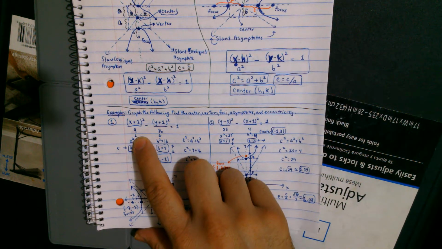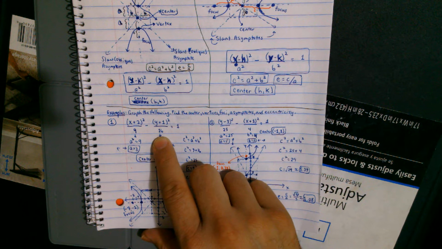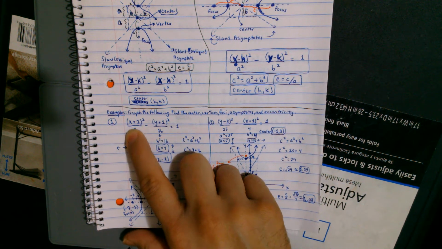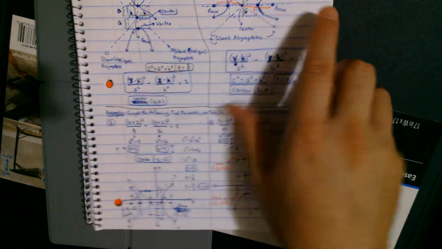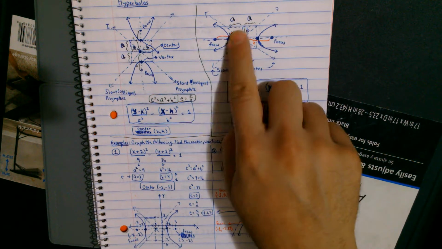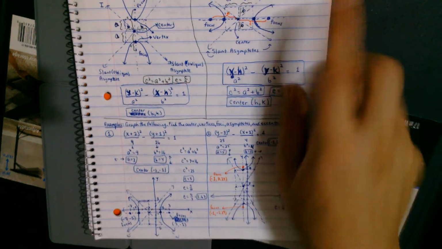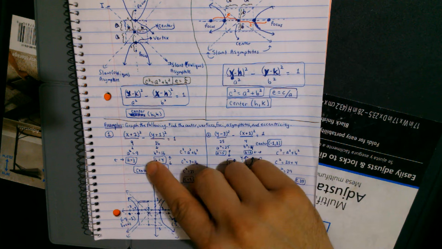(x + 2)² over 9 minus (y + 1)² over 16 equals 1. So this is where x squared is minus y squared, so it's going to be this case, left and right. So you can see my final graph there. That's what I'm getting. Let me explain how I got there.